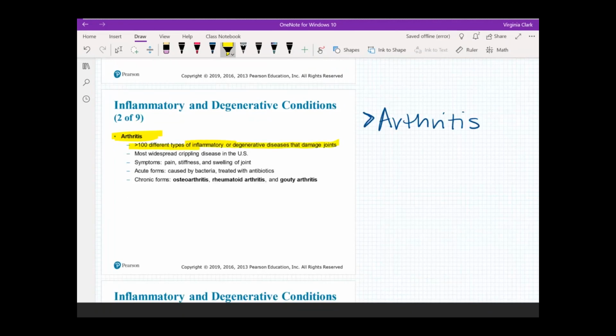It is the most widespread crippling disease in the US, and the symptoms are usually pain, stiffness, and swelling of the actual joint. So arthritis is a joint condition, and there are chronic forms that we're going to talk about. These are the three we're going to cover real quick.